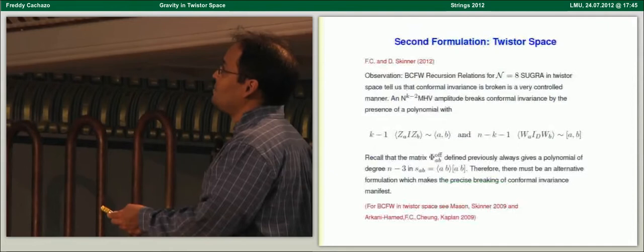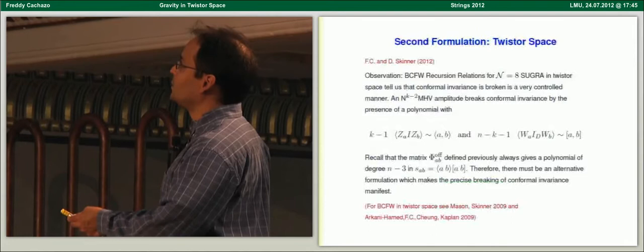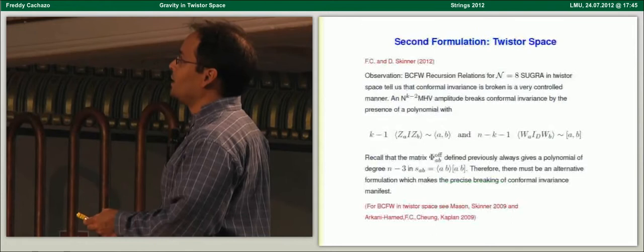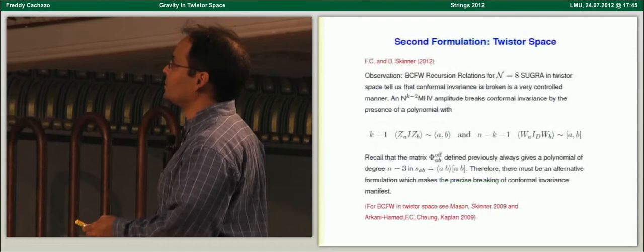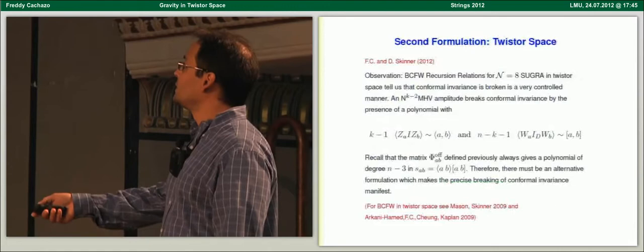In the k sector, or in the N^(k-2)MHV sector, conformal invariance has to be broken precisely by a polynomial of degree k minus 1 in these brackets and n minus k minus 1 in these brackets. But recall that the matrix that we had before was a matrix that produces a polynomial of degree n minus 3 in the Mandelstam variables. So it doesn't know anything about the splitting. So we have to find something else.